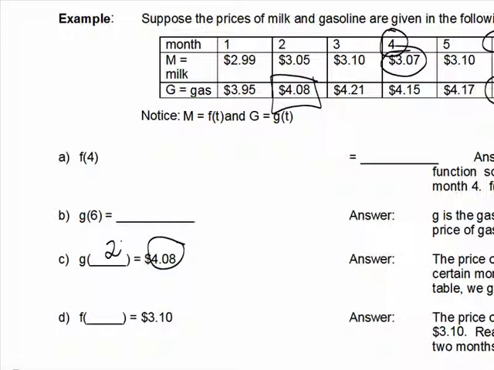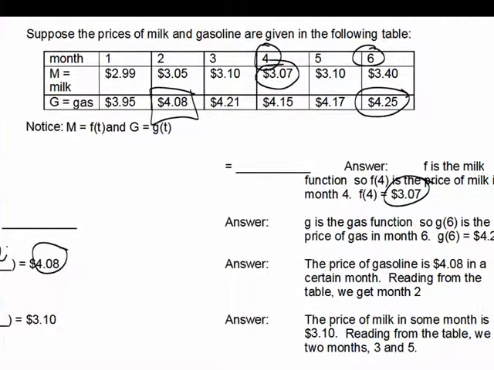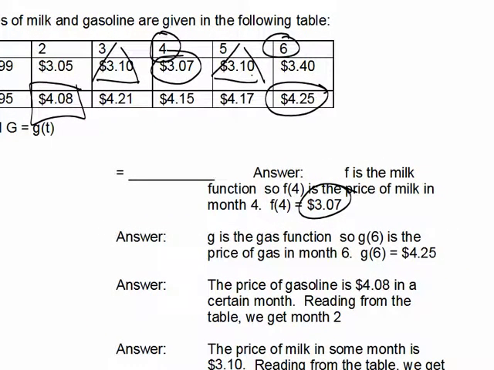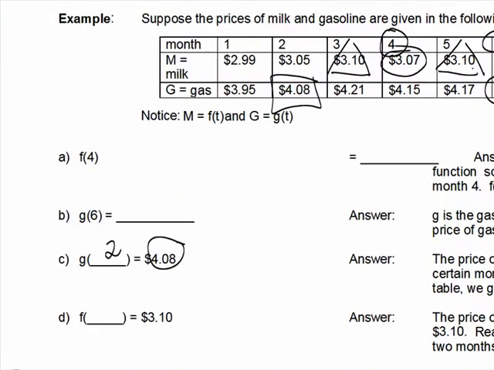F at what is 3.10? Similarly, I now go to the F function and I find 3.10. Notice when I find the 3.10, however, it appears twice. So in this case, I'm going to get two answers. The price of milk in what month is $3.10? We'd have 2 months, month 3 and month 5.